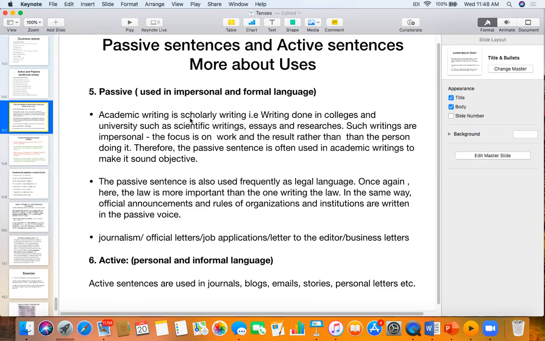Universities in writing. Now, those writings usually use the passive sentence because in those writings, you have to keep an objective mind. I'm sure you know what objective is. Subjective, objective.